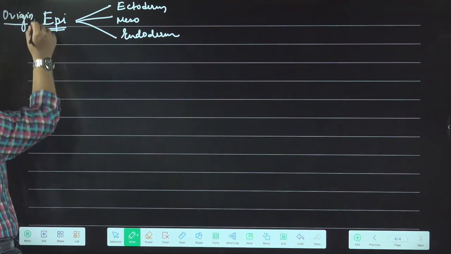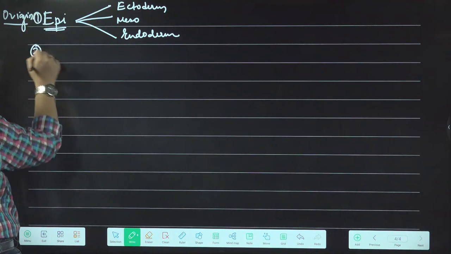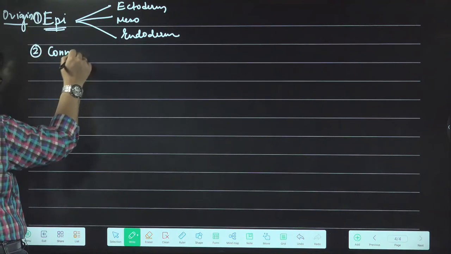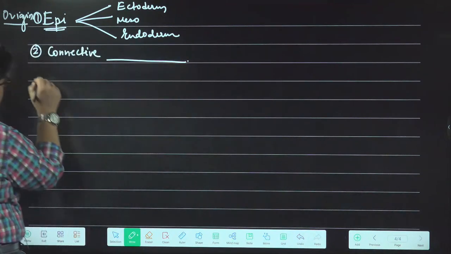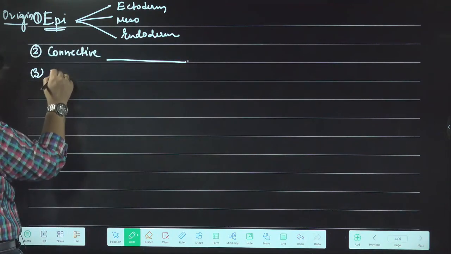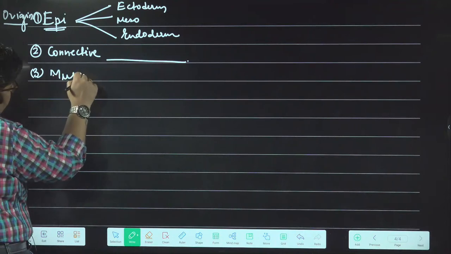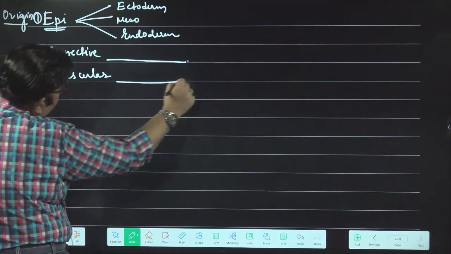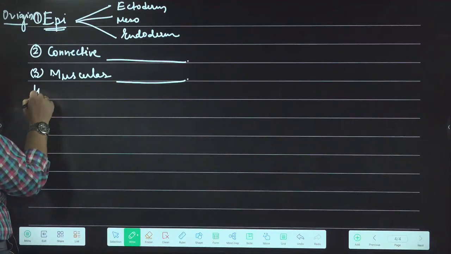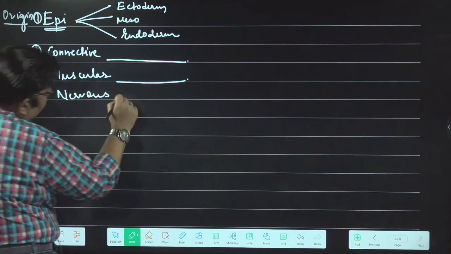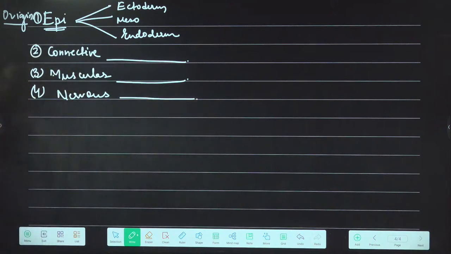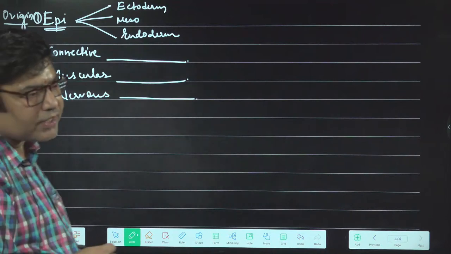Now coming to the next tissue in the body, which is connective, and I want you to please say it to me so that I can write here. And then the muscular, you can say to me, and then I can write, or you can write. And the fourth one is called nervous, okay? You can say to me, I will write here. So, yes, beta, very good.